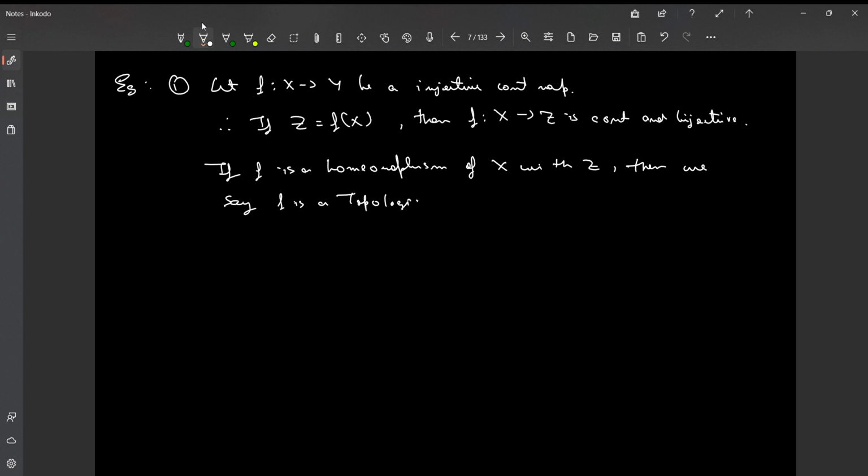then we say that f is a topological embedding, or basically embedding, of x into z, sorry, x into y. So what is basically done here?